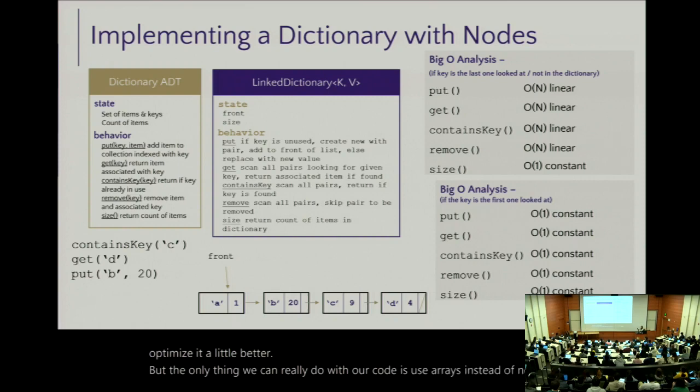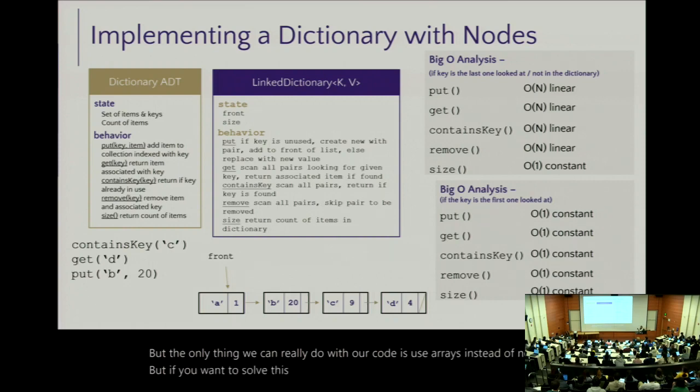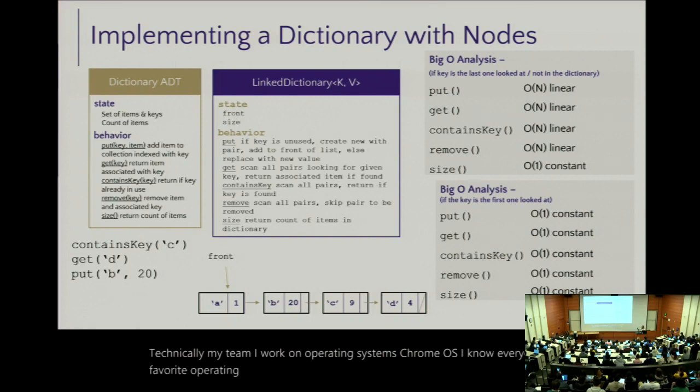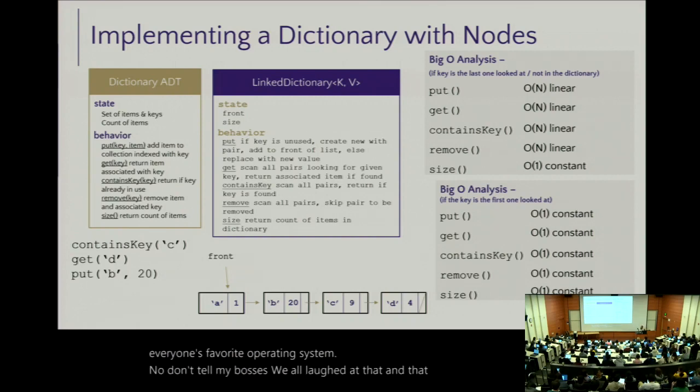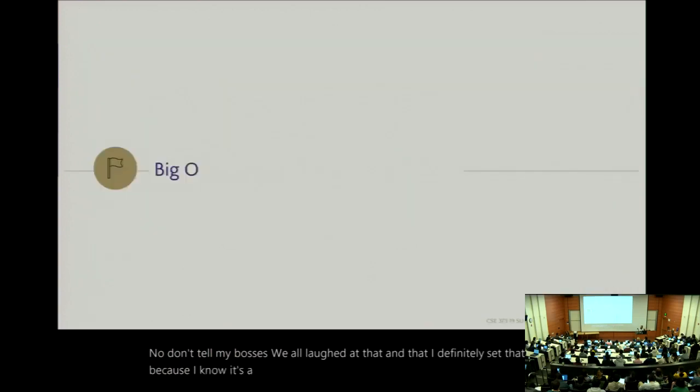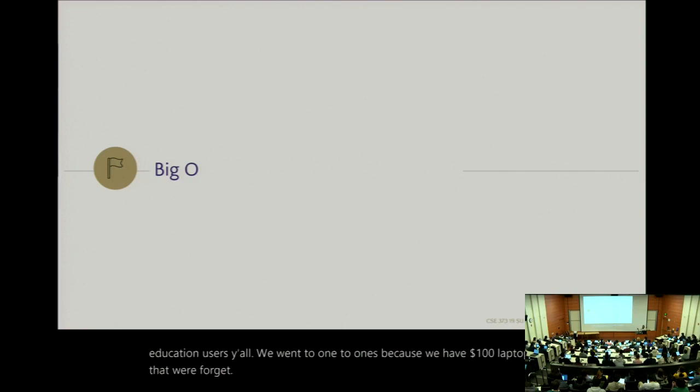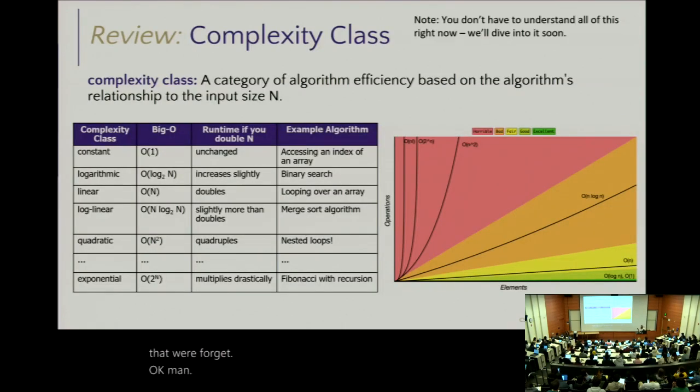But if you want to solve this problem, go join Windows, or technically my team, I work on operating systems. Chrome OS, I know everyone's favorite operating system. Oh no, don't tell my bosses we all laughed at that and that I definitely set that up because I know it's a joke. Just kidding. I know. It's okay. Hey, 50 million education users, y'all. We went to one-to-ones because we have $100 laptops. Never forget. Okay. Oh, man. They should fire me so hard.